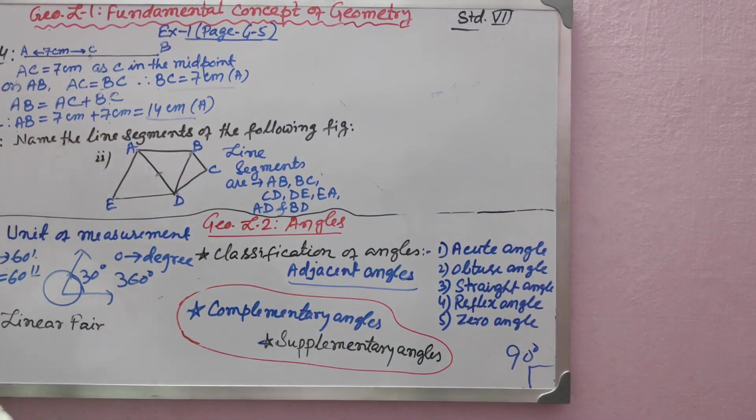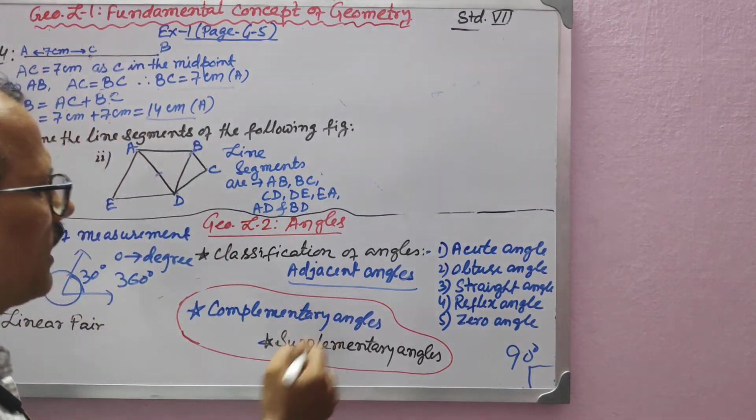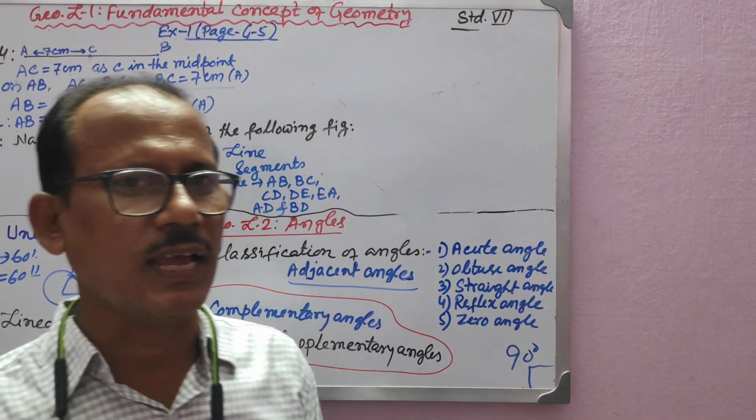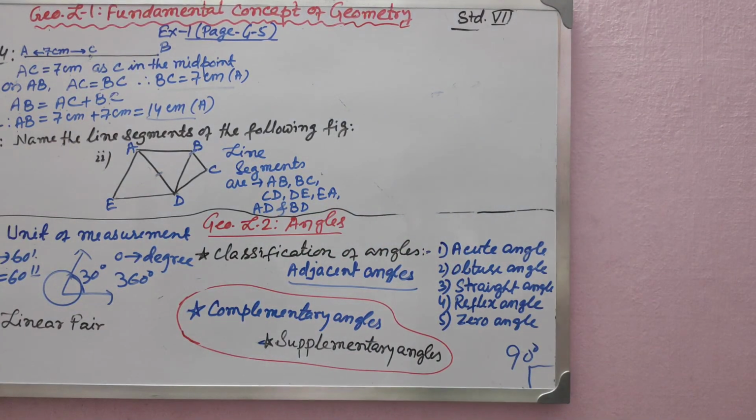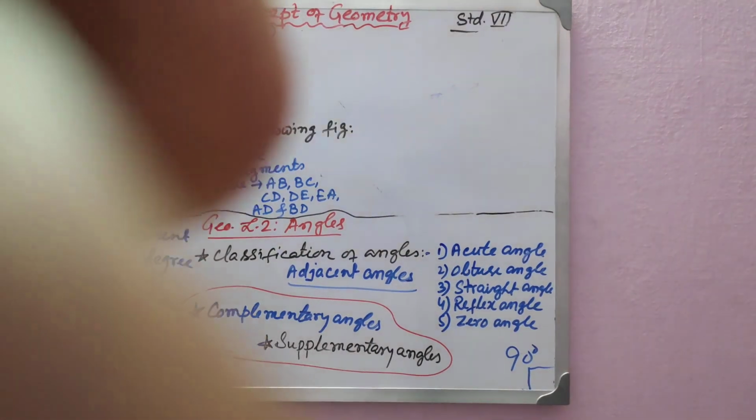So what do you understand by complementary angle? Complementary angle means the sum of two angles' magnitude together is 90 degree, which will be called a complementary angle.